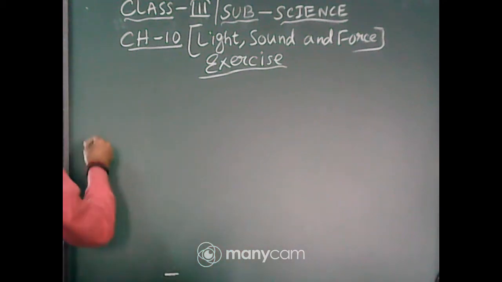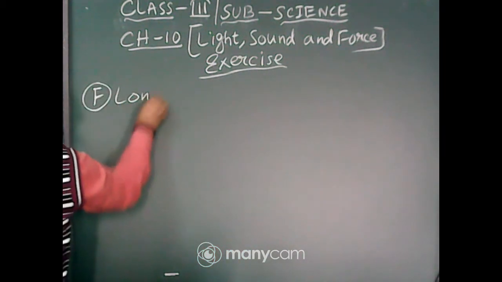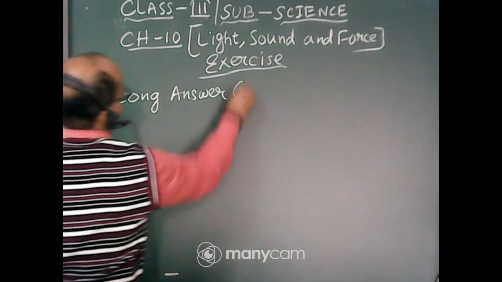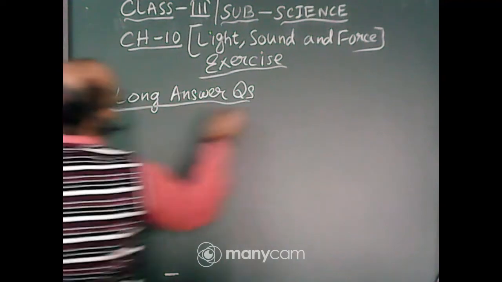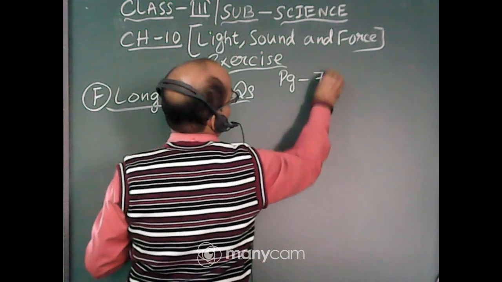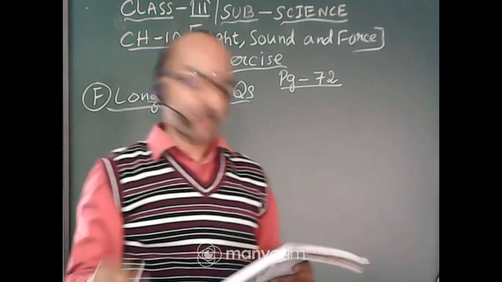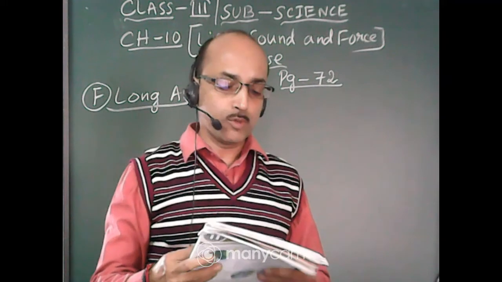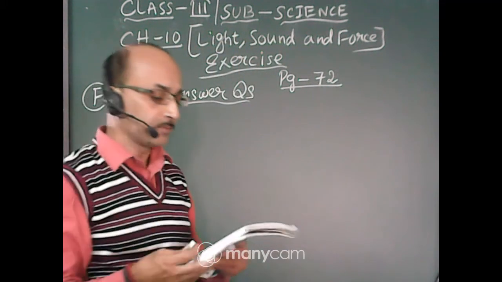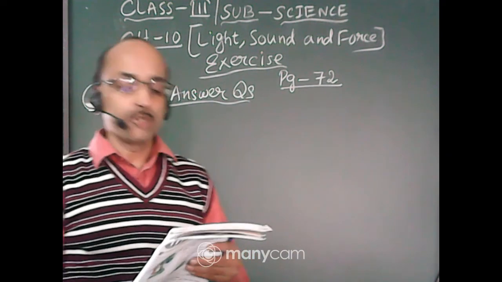So we are doing F, long answer questions. This is page number 72 in your science book. You can follow page number 72 in your science book. First of all, you will write down the question, then the answer. Question number 2 is, how can we reduce noise?